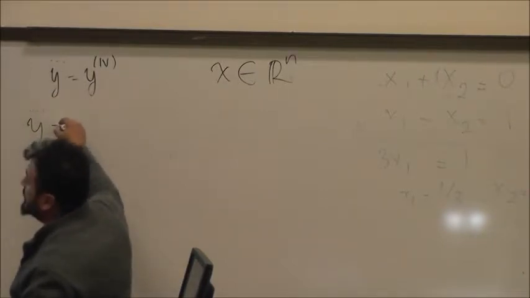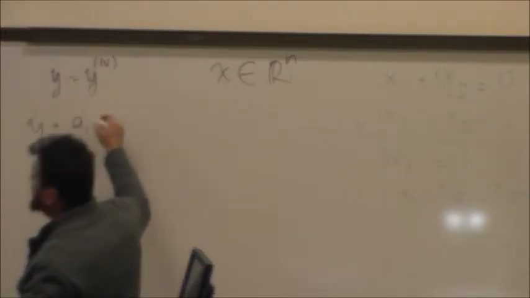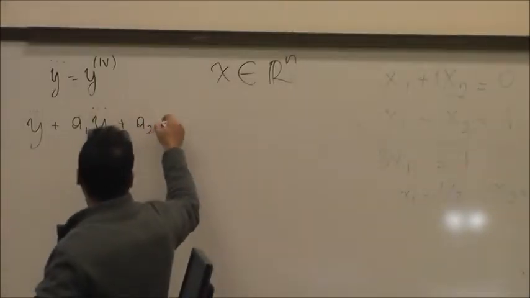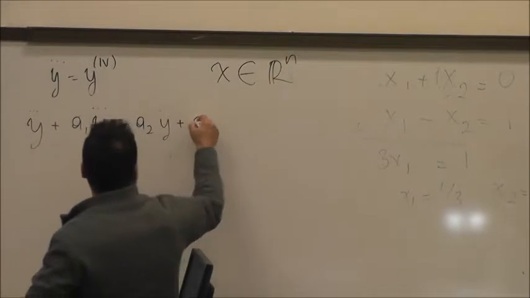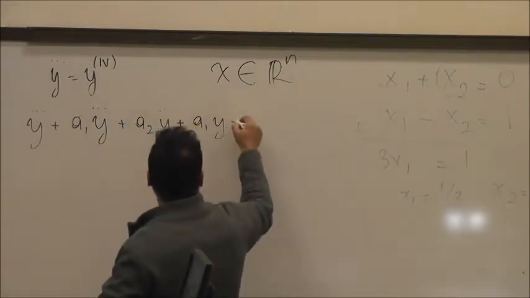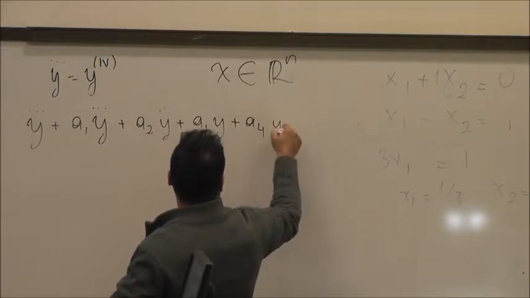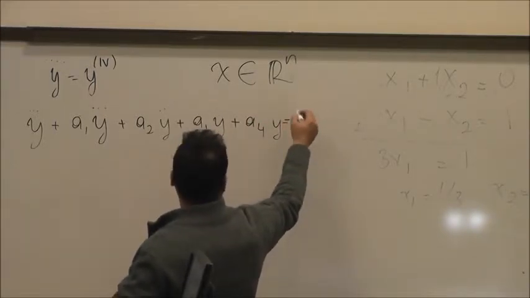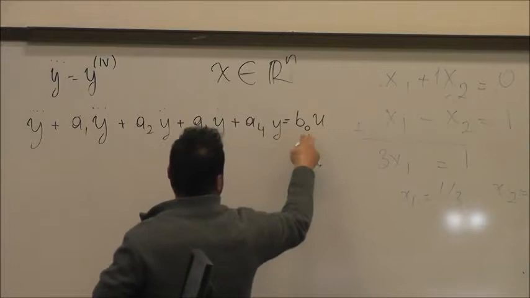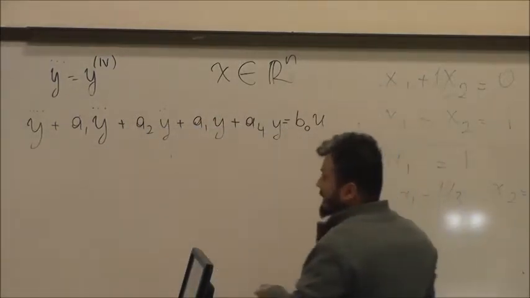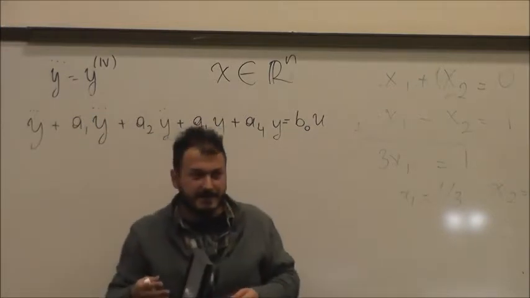y fourth derivative plus a1 y third derivative plus a2 y second derivative plus a3 y dot plus a4 y equals b0 u, actually your control. Here, how can I define the state space equation?